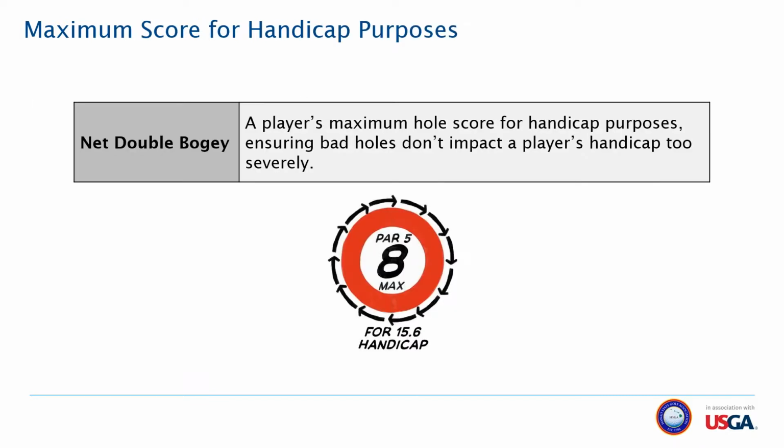So, the maximum score for handicap purposes. That is the net double bogey, defined on the right here as the player's maximum hole score for handicap purposes, which ensures that bad holes don't impact the player's handicap too severely. Even the best golfers have bad holes, and the occasional bad hole shouldn't define or reflect the player's ability. This presents a significant change to golfers in the United States, where we are moving from the equitable stroke control procedure to net double bogey.